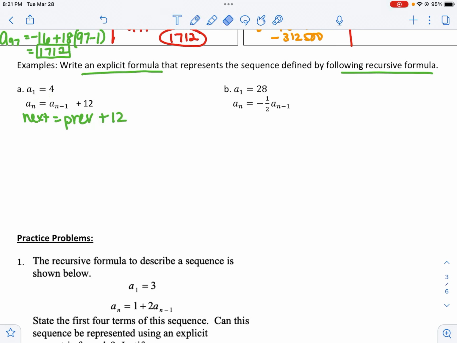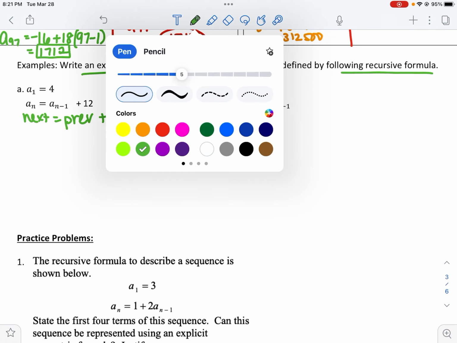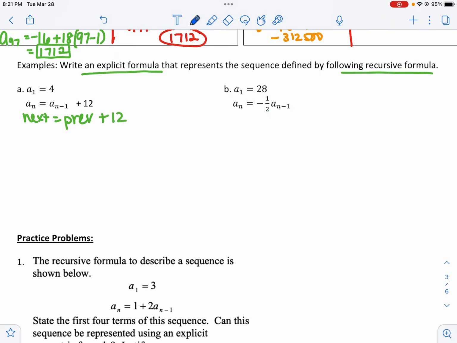So whenever I see a recursive formula, I always like rewriting it in terms of next equals previous. I didn't see many of you putting that in your work. Instead of doing that, I recognize this is adding. So if that's adding, that's an arithmetic sequence. So I'm going to use a sub n is equal to a sub 1 plus n minus 1 times d. Again, the d could go in front or back.